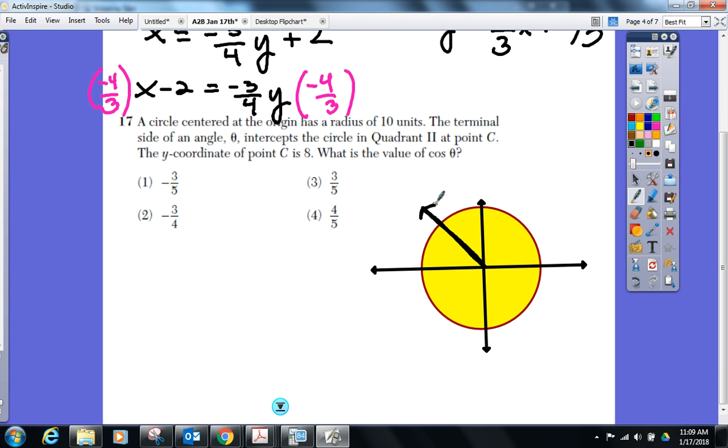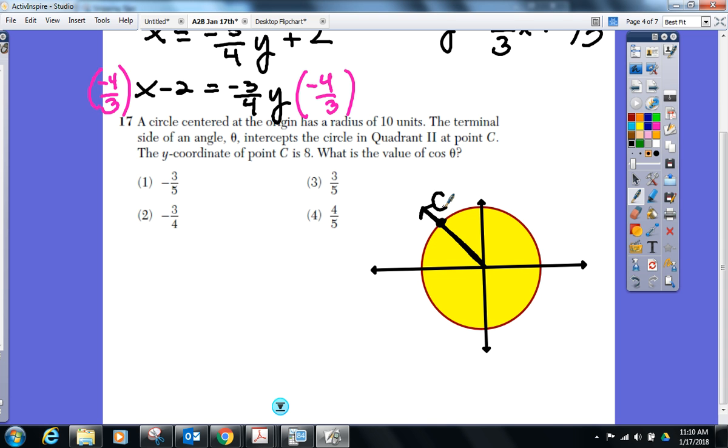And it's at point C, it says. And they tell you the y coordinate is 8. We'll get to the y coordinate in a second. Value of cosine. Even if you're just drawing a total blank right now on how to solve this, you have the ability to eliminate 2 answers right now.